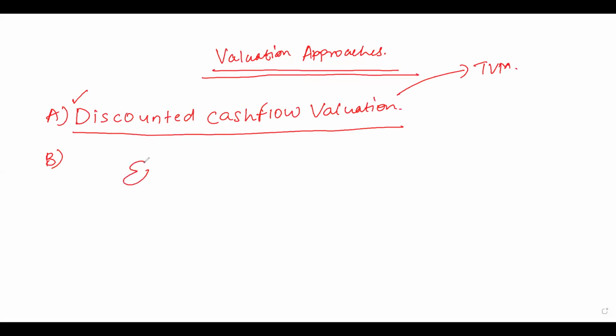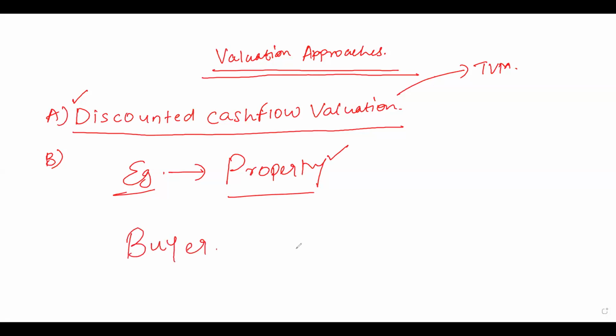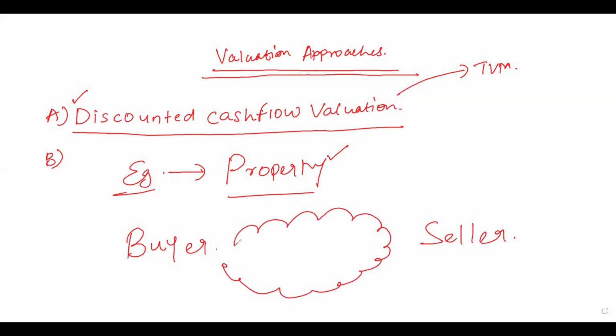I gave you an example: let's suppose you want to sell a property. I am the buyer of the property and you are the seller. How are we going to determine what should be the fair price of the property? How will we come to a common price point?